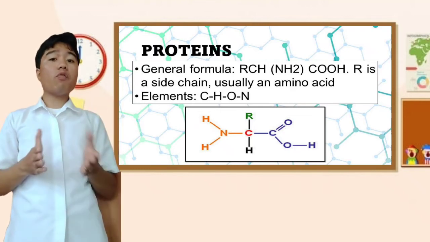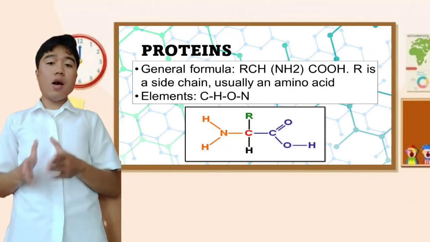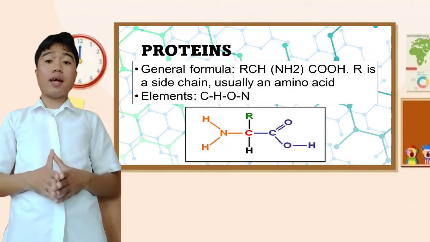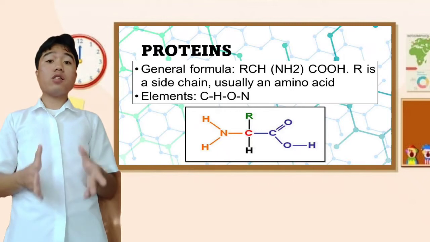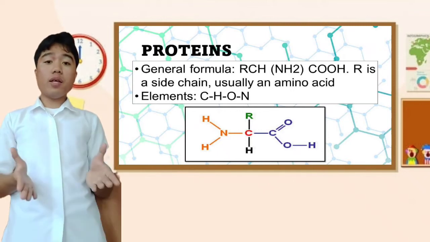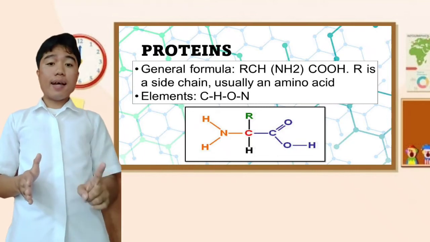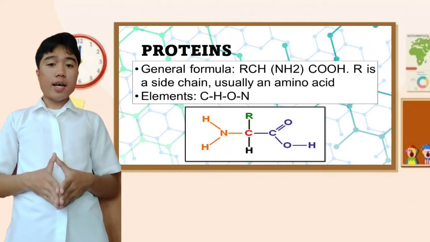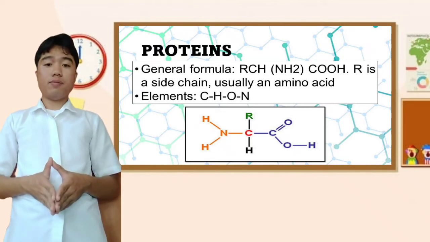So if we compare this formula to carbohydrates, we can see that there is a slight difference. Here we have an extra element, which is N, which stands for nitrogen. So the elements that comprise the proteins are CHON, which stands for carbon, hydrogen, oxygen, and nitrogen.